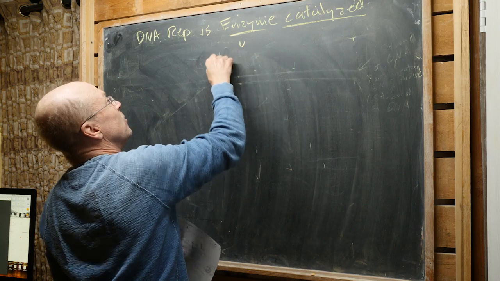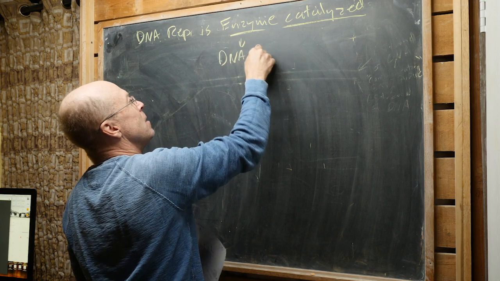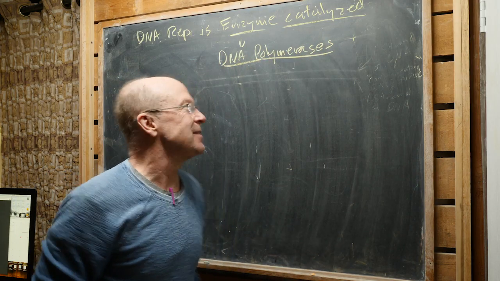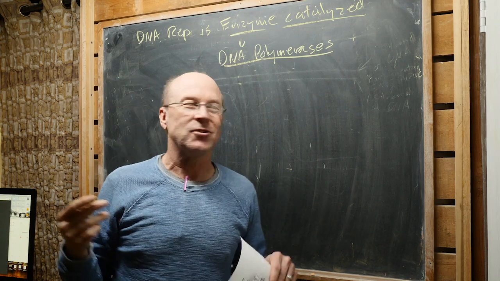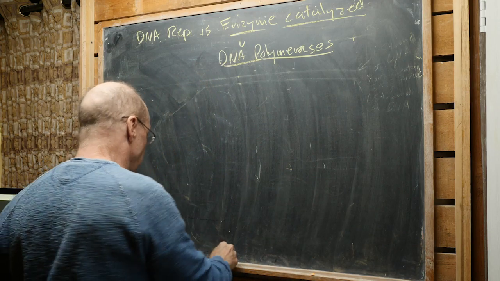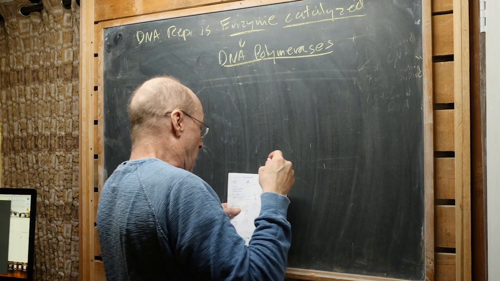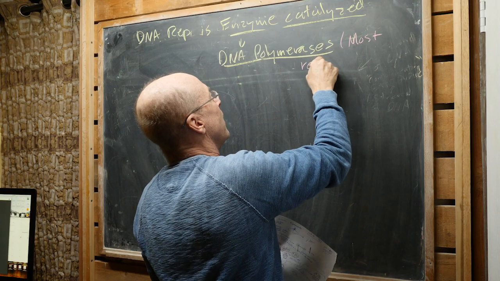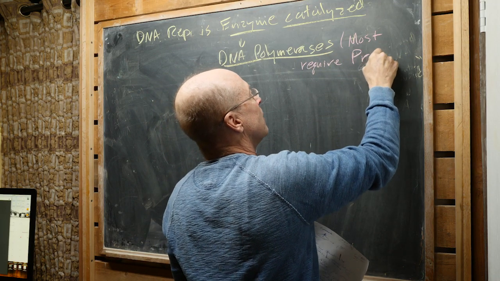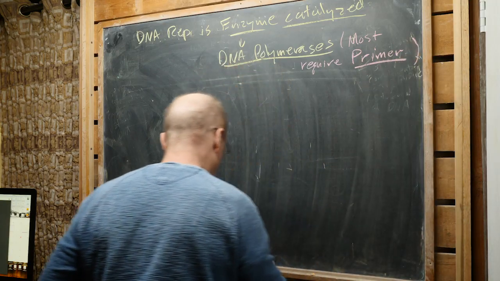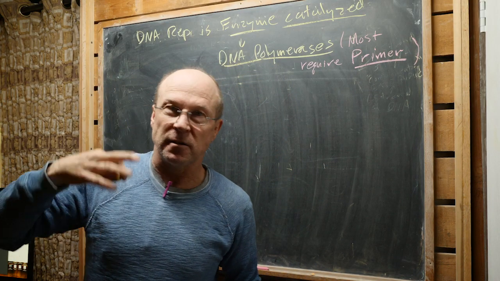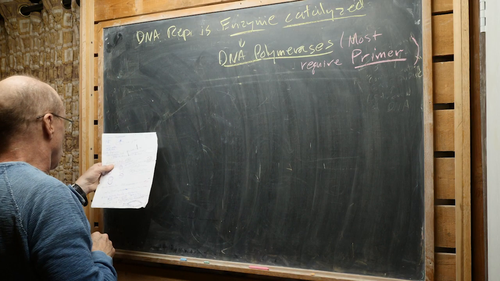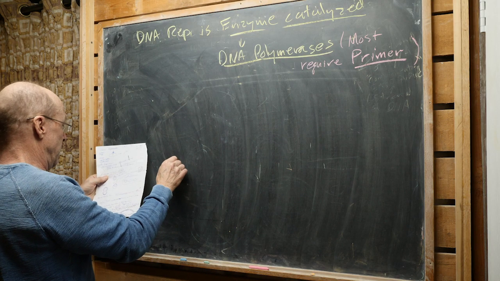The enzymes in particular are called DNA polymerases. These are great names. Polymerization. Oh, this is awesome. DNA polymerases. And a very important point is that most DNA polymerases are going to require something. Most require what is called a primer. So there's some new things to throw into our concept now. I'm going to draw a picture and then put some names on the board.